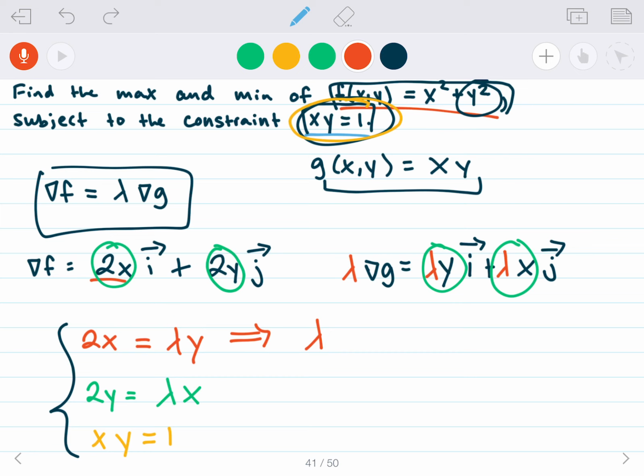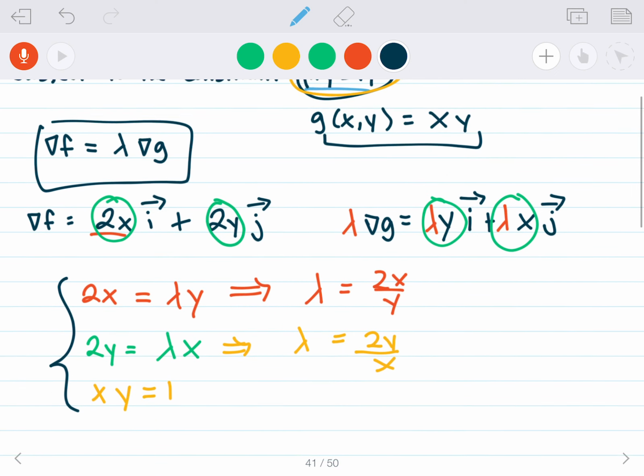If I isolate to get lambda by itself, I get lambda equals 2x over y. That's what that equation gives me. And over here, if I isolate lambda, I get lambda equals 2y over x. The whole idea here is I'm trying to find x and y, and when I get x and y, it's going to give me the max or the min subject to that constraint. There's not going to be any question about it. It is going to be an absolute max or an absolute min subject to that constraint. We just have to figure out which one it'll be.